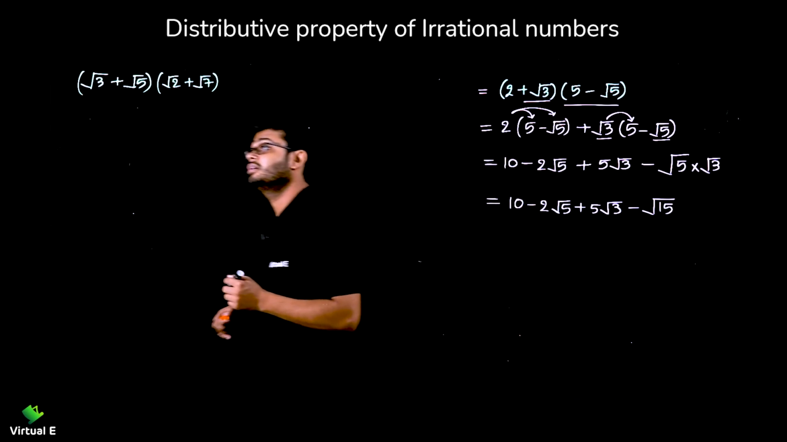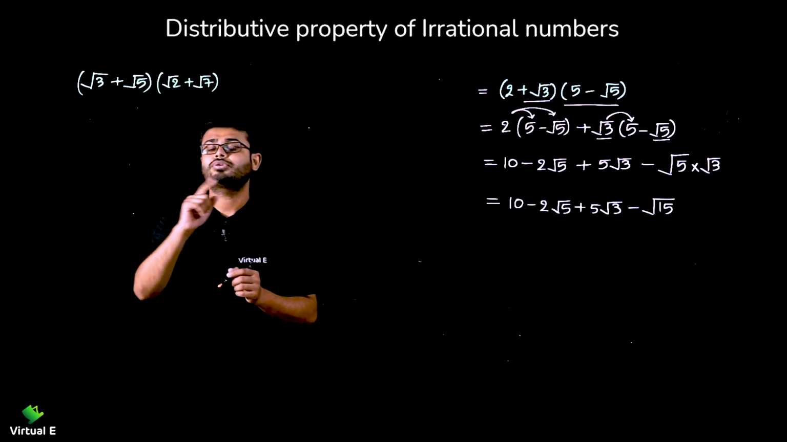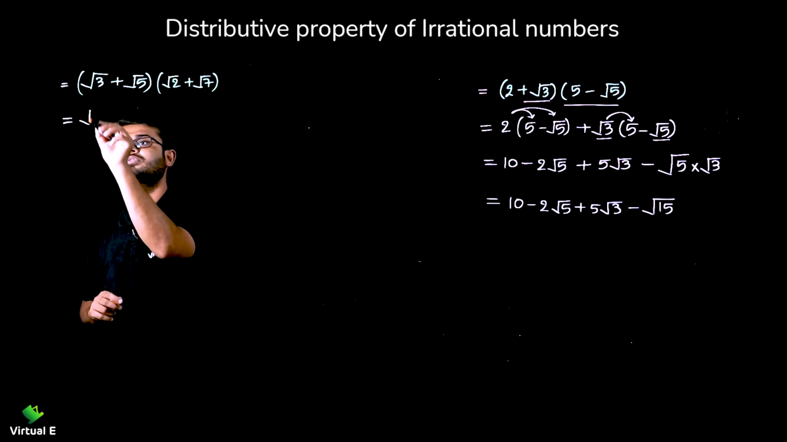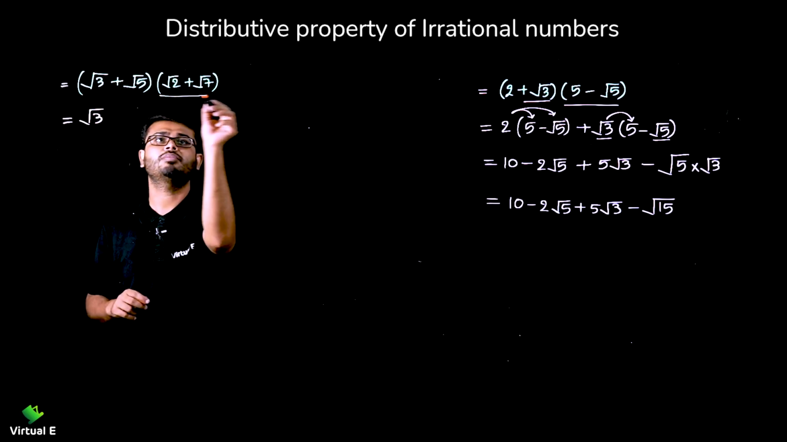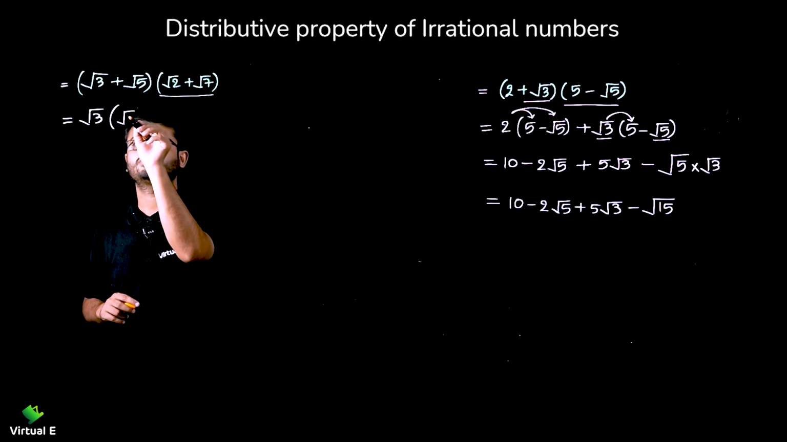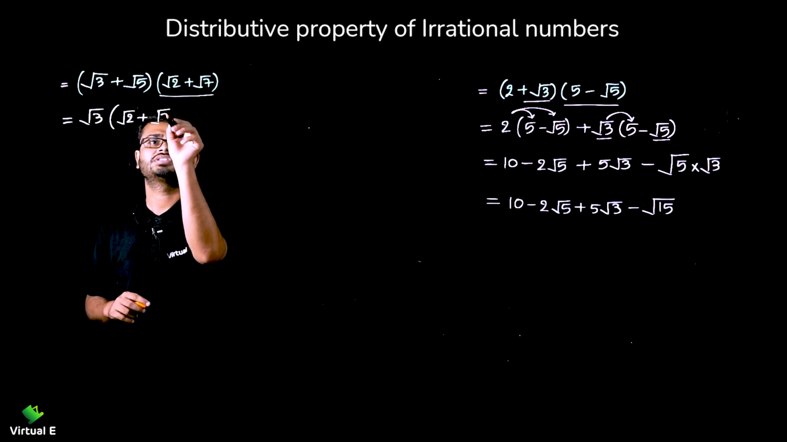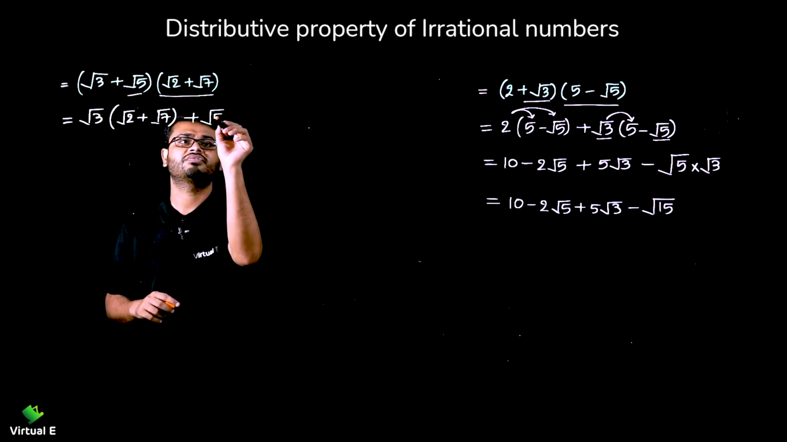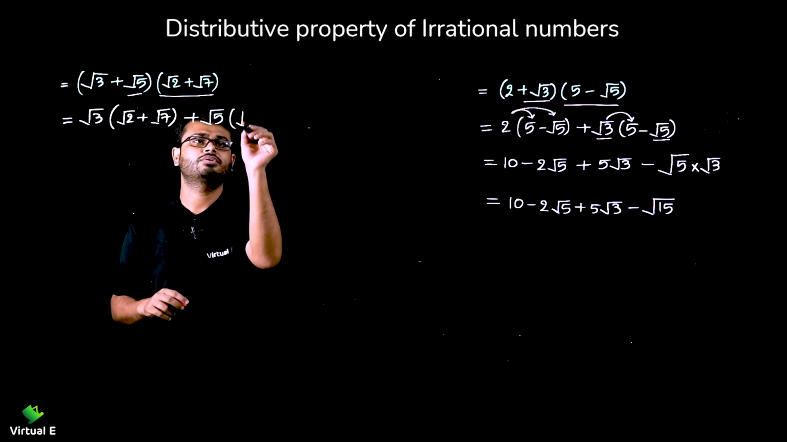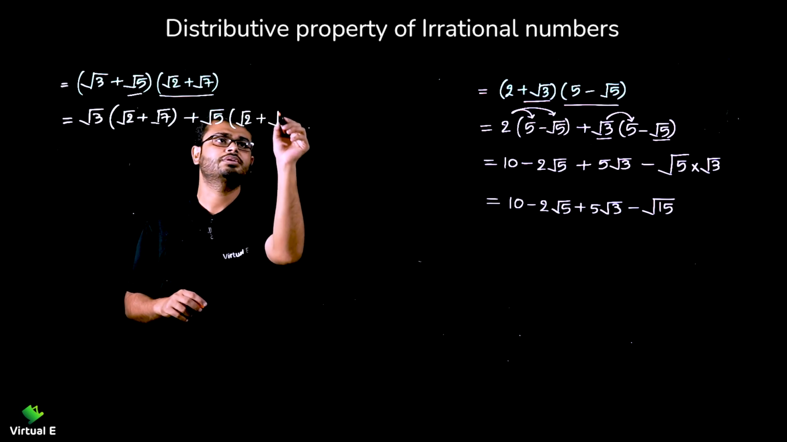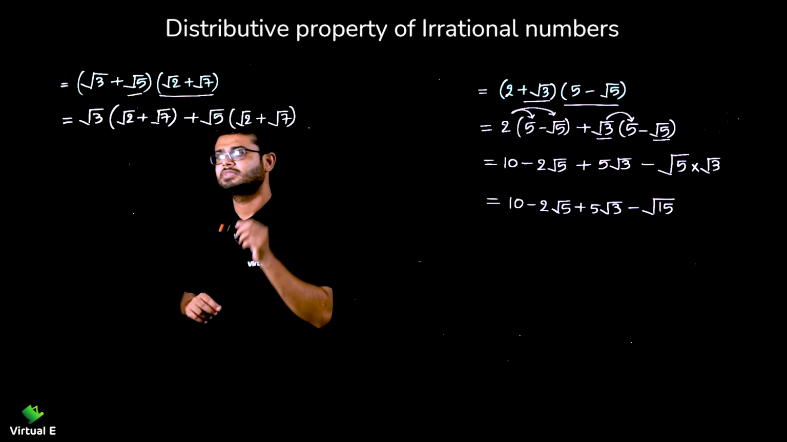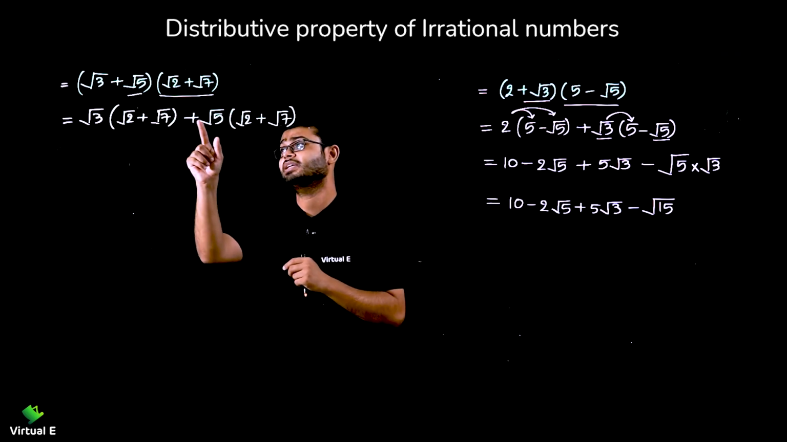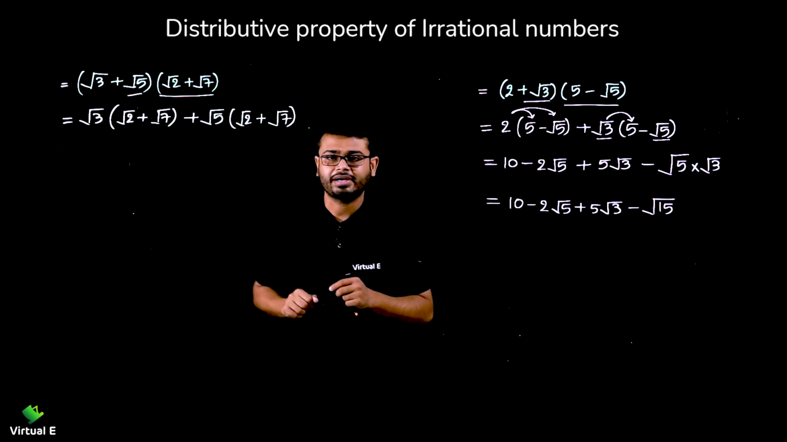So we have here root 3 plus root 5 and root 2 plus root 7. So in this case, let's start. First of all, root 3 as it is, then the whole bracket itself, so root 2 plus root 7. Then we have plus root 5 over here, so plus root 5, and here root 2 plus root 7. Done. The same we have done over here. You write the first term, then the whole bracket, then you write the second term and the whole bracket.